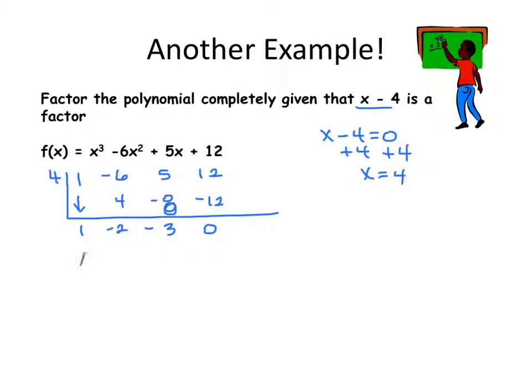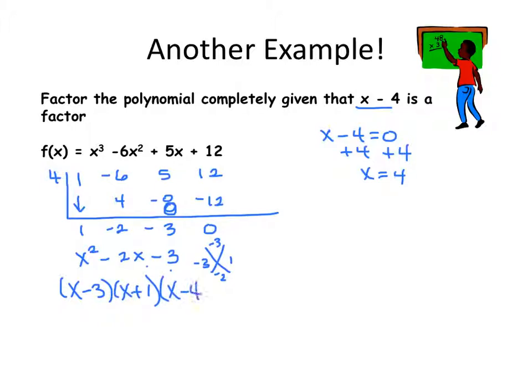So now I'm going to have x squared minus 2x minus 3, and I'm going to factor. So I don't have to slide and multiply because there's only just a 1 in front of the x squared. So what two numbers multiply to make negative 3 and subtract to make negative 2? So negative 3 and 1. So x minus 3, x plus 1, and then the factor from the problem.